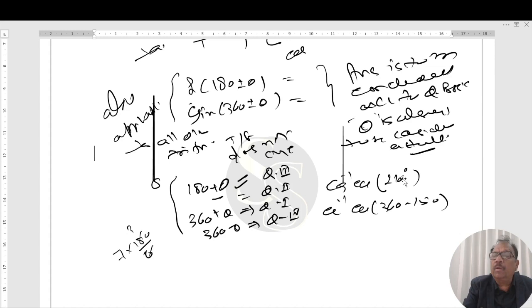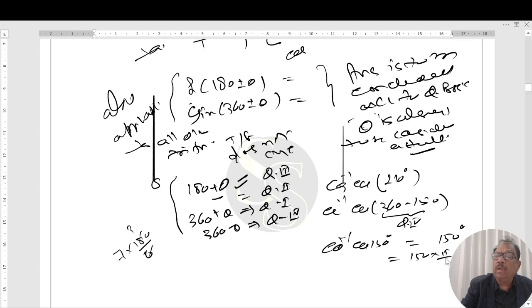Now the formula applicable is cos of inverse cos of 360 minus theta. This belongs to quadrant 4. In quadrant 4, the trigonometric function will not change. So we can write it as cos of inverse cos of 150 degrees. Now it is in the principal branch, so the answer is 150 degrees. That is 150 times pi by 180, that is 5 pi by 6 is the answer.